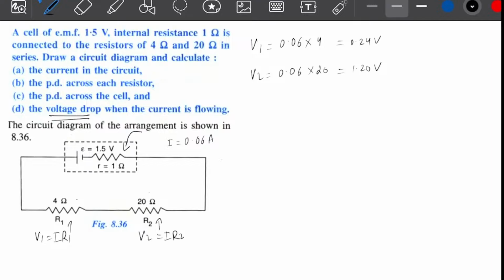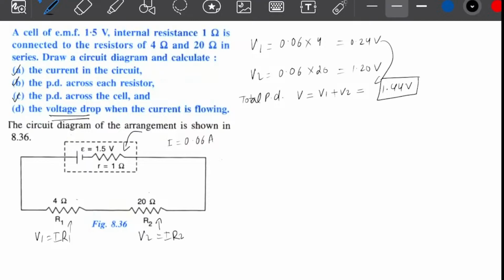Now we have done these two parts. Next part is they are asking the potential difference across the cell. So this potential difference would be the total potential difference actually. So total potential difference, or I can say this V, would be equal to V1 plus V2, and just putting these values together, I can get a value of 1.44 volts. So this would be our net potential difference, or the total potential difference across the cell.